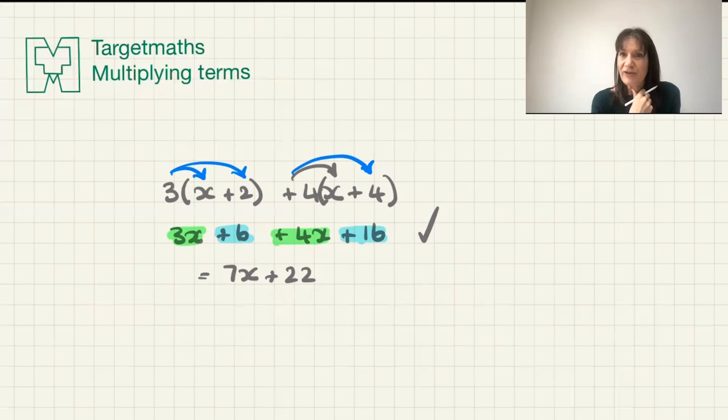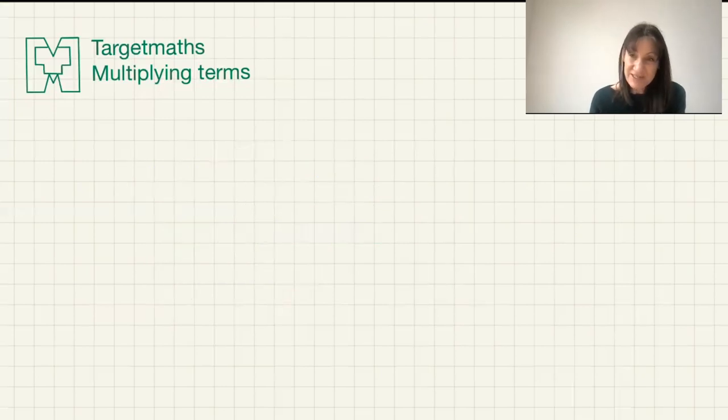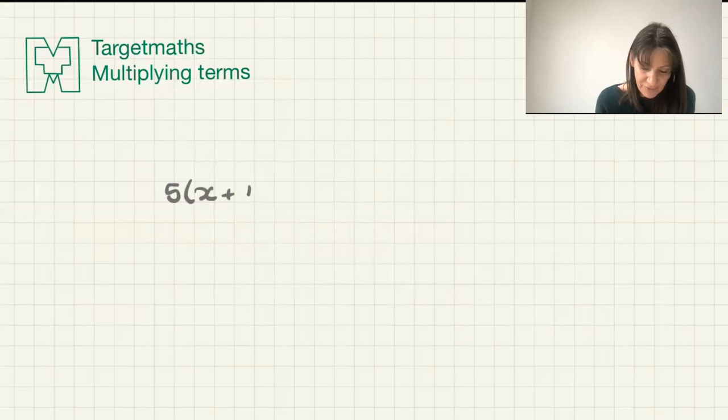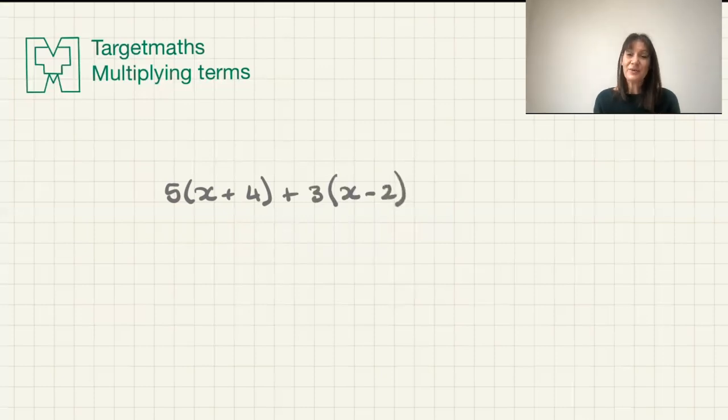Okay, so that's our first main example. You are now going to have a go at 2 or 3. I'm going to start bringing those negatives in as well. I'm going to do it right away, I think. So we're going to have 5x plus 4 plus 3x minus 2. So use the note from the example, take your time, have a really good crack at it, and then when you're ready, hit play.